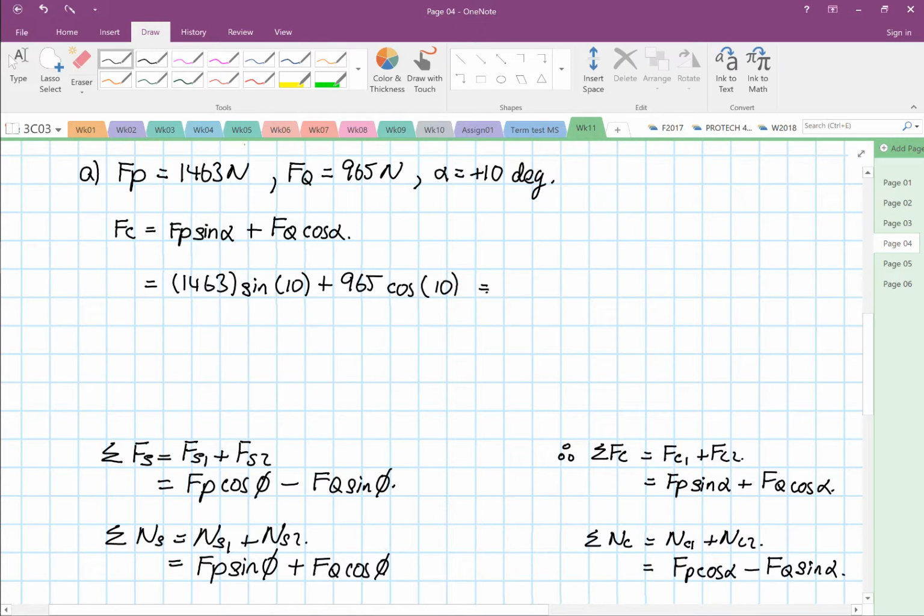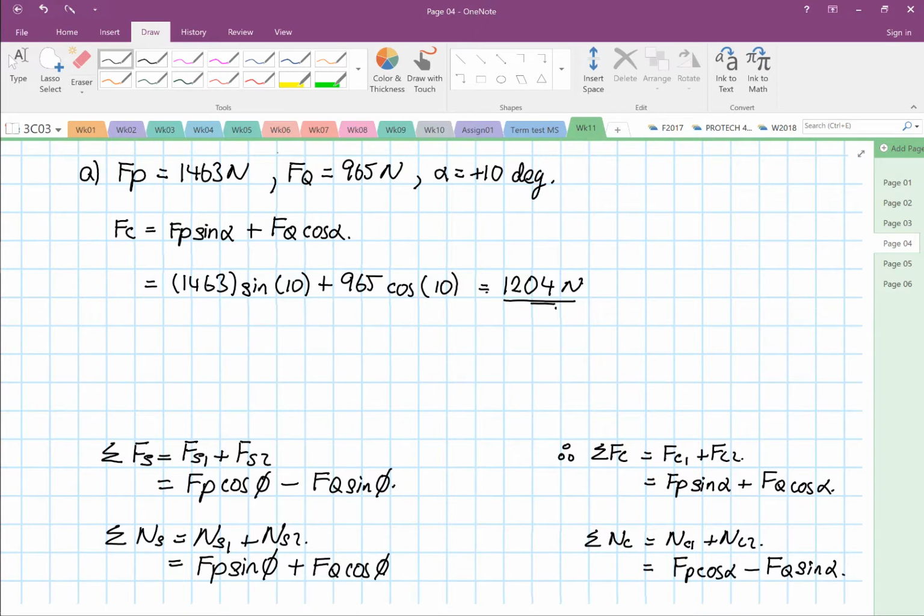Okay, so this will be equal to 1463 sine 10 plus 965 cos 10. So this will be 1204. Okay, 1204 Newton. Let me do it again. So 1463 sine 10 plus 965 cos 10. So this is equal to 1204.